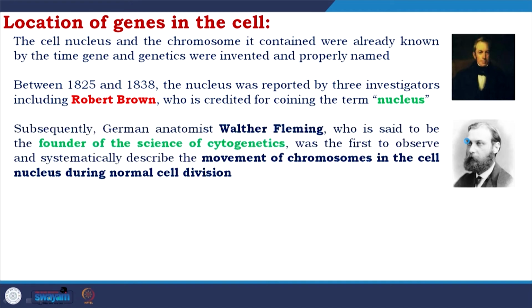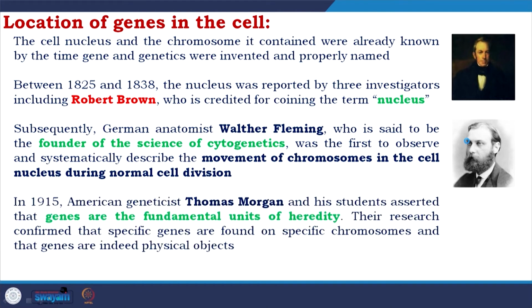Subsequently, German anatomist Walther Flemming, who is said to be the founder of the science of cytogenetics, was the first to observe and systematically describe the movement of chromosomes in the cell nucleus during normal cell division. In 1915, American geneticist Thomas Morgan and his students asserted that genes are the fundamental units of heredity. Their research confirmed that specific genes are found on specific chromosomes and that genes are indeed physical objects.